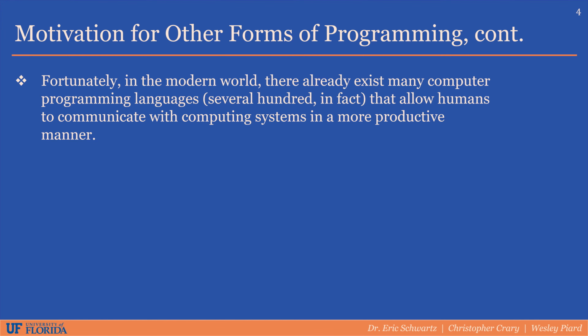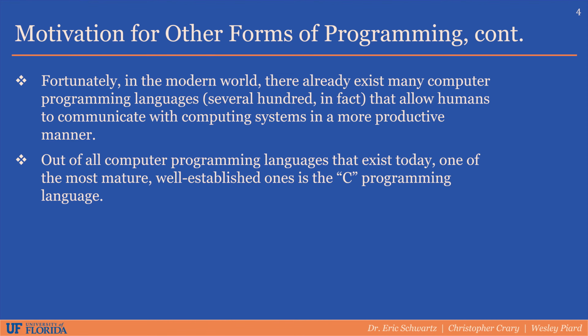Well, fortunately, in the modern world, there already exist many computer programming languages, actually close to 1,000, that allow humans to communicate with computing systems in a more productive manner. Now, out of all computer programming languages that exist today, one of the most mature, well-established ones is the C programming language.